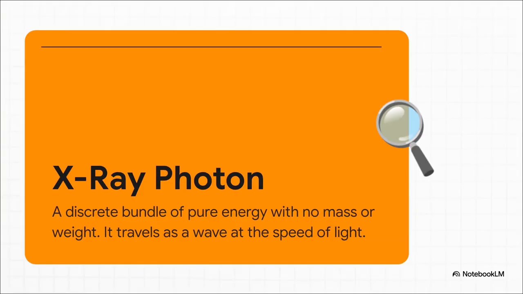So what exactly is an X-ray photon? Well, first off, it's not the electron anymore. Think of it as a tiny, weightless packet of pure energy. It has no mass, no electrical charge. It's just this little bundle of pure energy zipping along in a straight line at the speed of light.